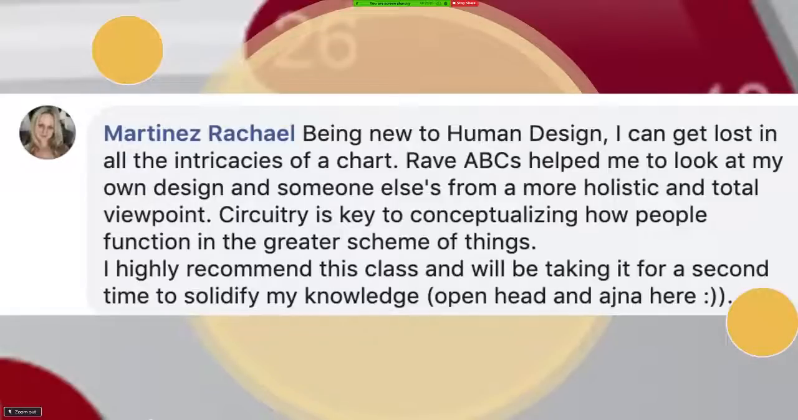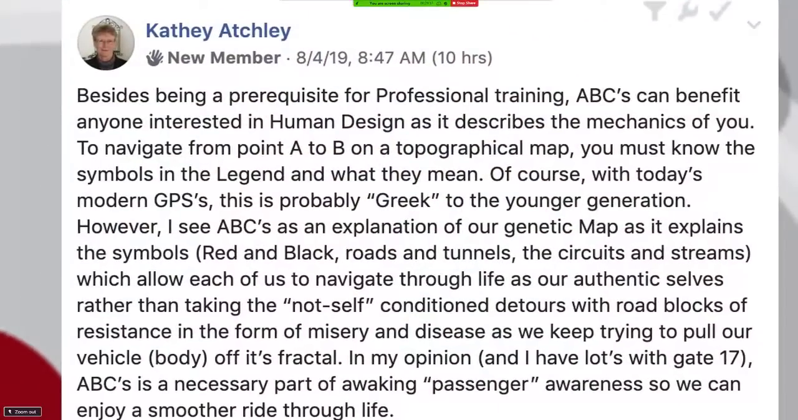So we talk about circuitry, we talk about our design in relationship to others, and we talk about being able to navigate the conscious and the unconscious, the red and the black, we call them roads and tunnels, the circuits and the streams of awareness, which is, quite frankly, my favorite part of Human Design to teach, because it's so empowering for you to see where you fit in along the path of these circuitries and these streams of awareness. Like, what's your little part that you play in the greater scheme of things?